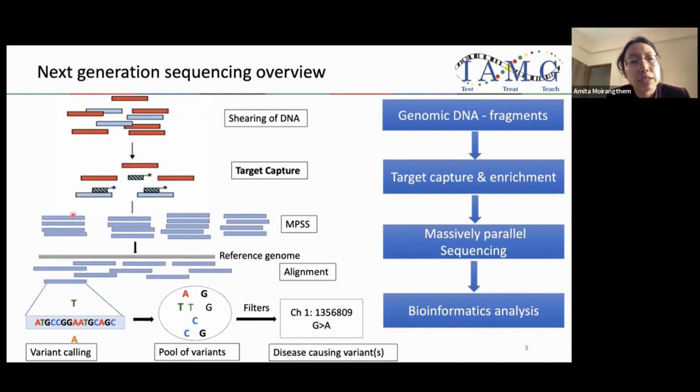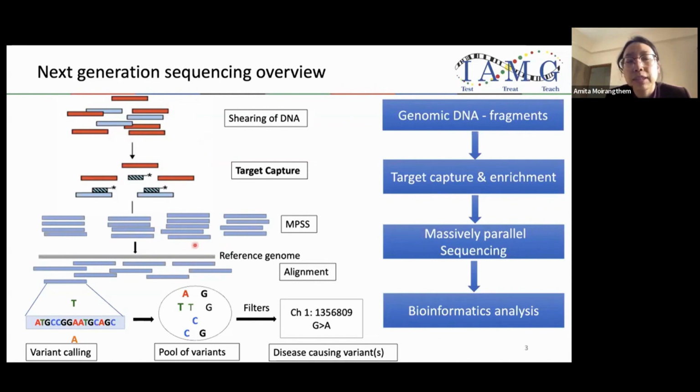Once that is captured, we subject the targets to massively parallel sequencing, where all the selected fragments are sequenced simultaneously. So we have thousands of sequences of each original sequence. This is the wet lab part of sequencing.